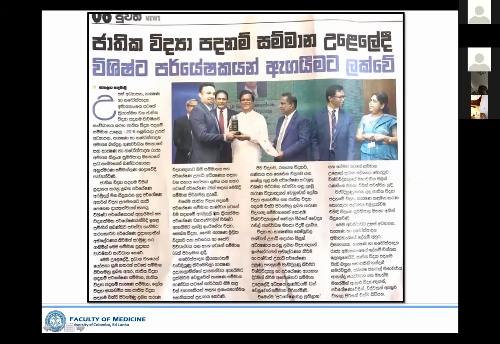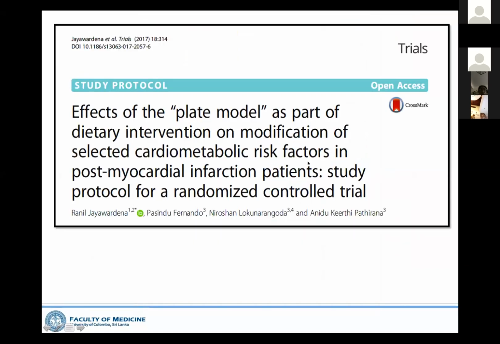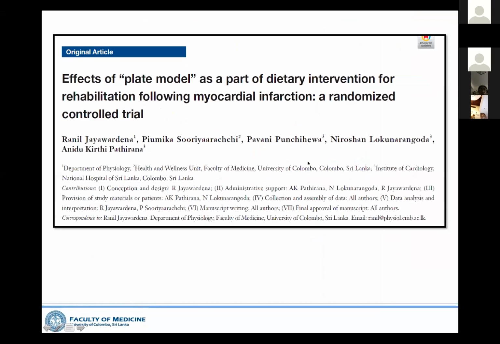Why I'm suggesting this? This was recognized at the national level and international level, and early this year, I received the award for the best young scientist from the National Science Foundation as well as the World Academy of Sciences. And this is evidence based because we did this plate concept for our patients, and I will share the protocol article. Then very recently we published a full paper also, and we used post-MI patients because of my collaborators in the cardiology unit, not because of any other reason.